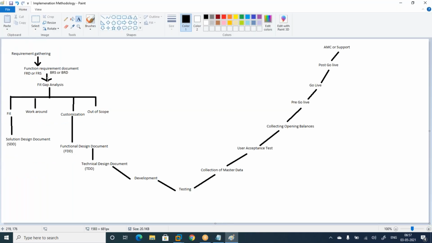So now this is the implementation methodology. Let me brief you what it is exactly. Requirement gathering is raw information. Raw information means just you are taking the notes, whatever the customer is telling, whatever the business user is speaking, blindly you need to take the information here. And functional requirement document, this is the major document.